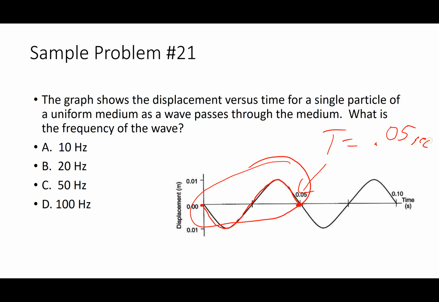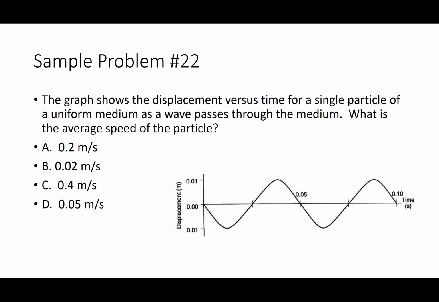Well, we're looking in this case for the frequency. We know that frequency is 1 over the period. So 1 over 0.05 seconds. And when we do the math on that, we end up with a frequency of 20 hertz, 20 cycles per second, 20 waves per second. Answer B looks good for practice problem number 21.